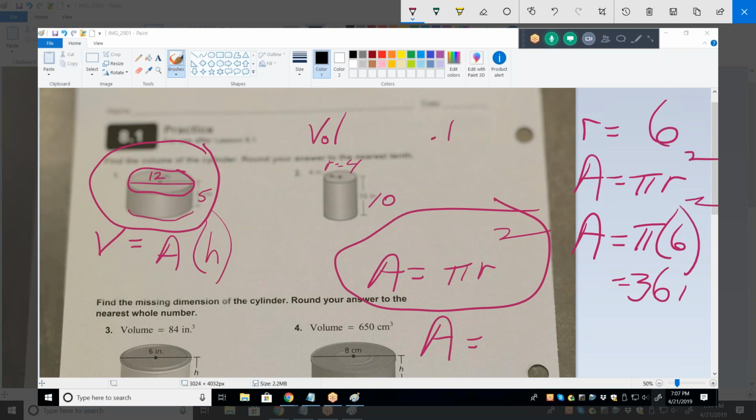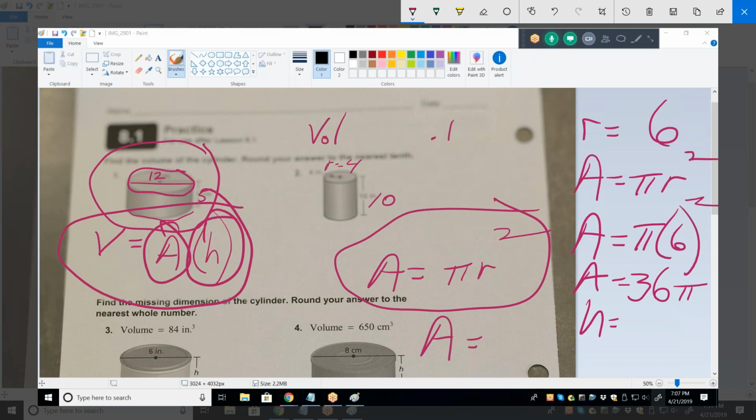You got to get that. You can't make that mistake. You're not going to get the problem right if you make that mistake. So that's the area. Now, the volume is the area times the height. What's the height? The height is 5, so it would be 36 times 5. So the volume is 36 pi times 5. What is that?